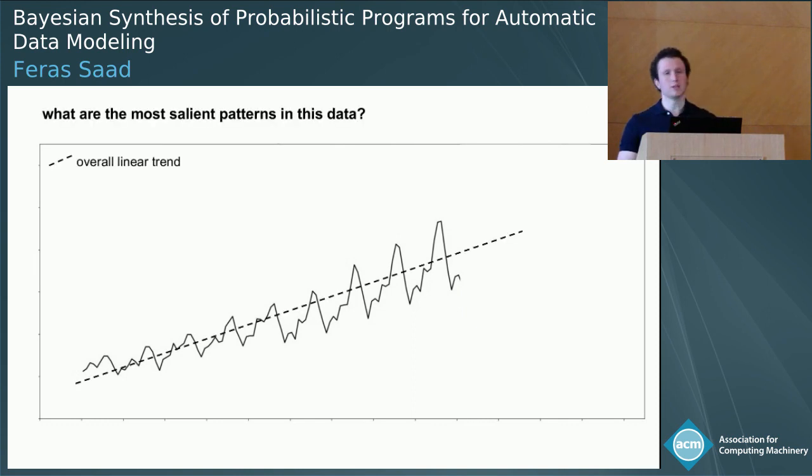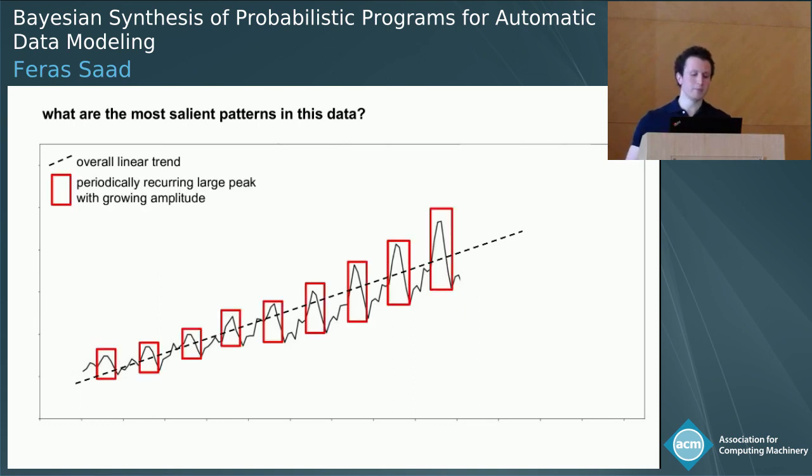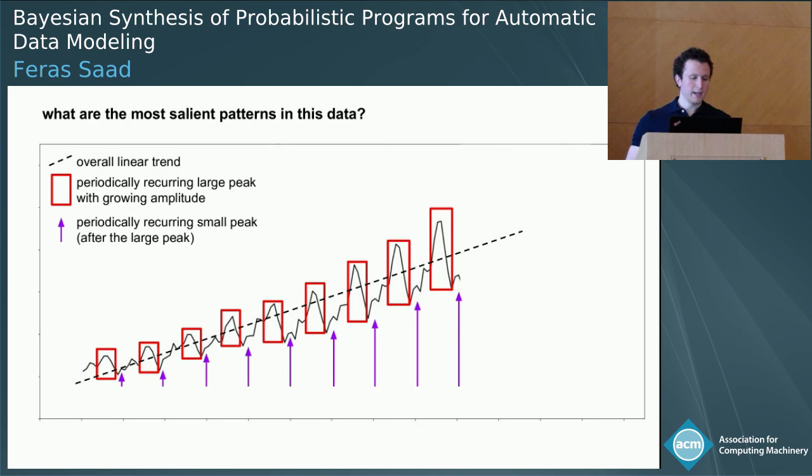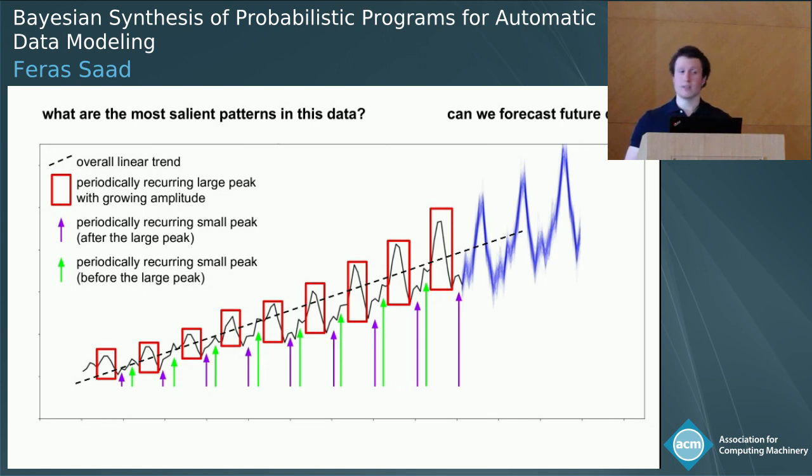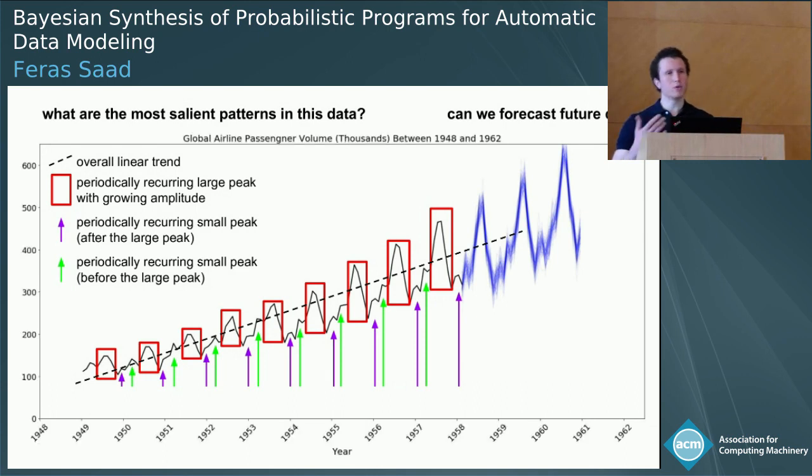For example, you might notice that, on average, the value of the time series is increasing over time. You might also see that there's this peak, which is growing as time goes on, which I'm showing in red, and that there's a collection of smaller peaks in between the larger peaks. Moreover, as a result of having a mental model in your head, you can also do other interesting things, like predict what are the likely values that the variable will take in the future, shown here in blue. Now, interestingly enough, what we're seeing here is the global airline passenger volume between 1948 and 1962.